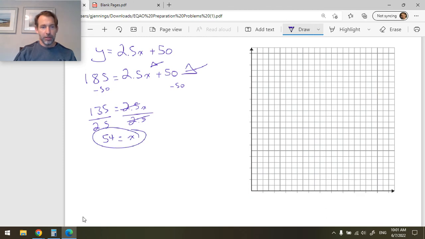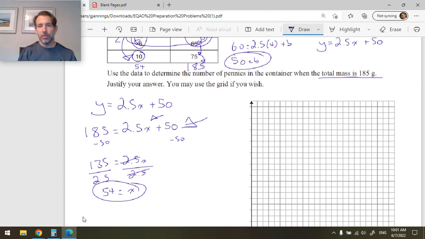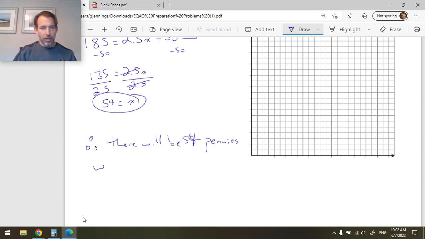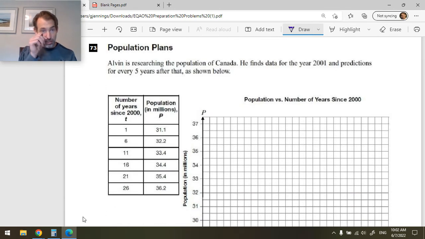Okay, and then we want a sentence. Justify your answer. Use data to determine the pennies. Therefore, there will be 54 pennies when the total mass is 185 grams. All right, let's keep going. Go faster, Mr. Jennings.